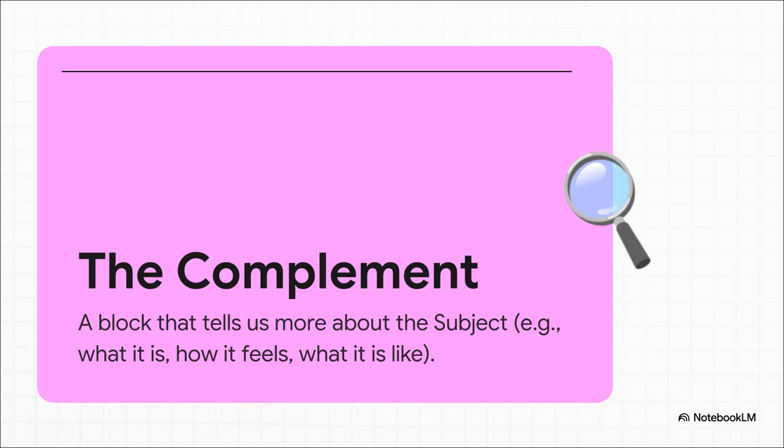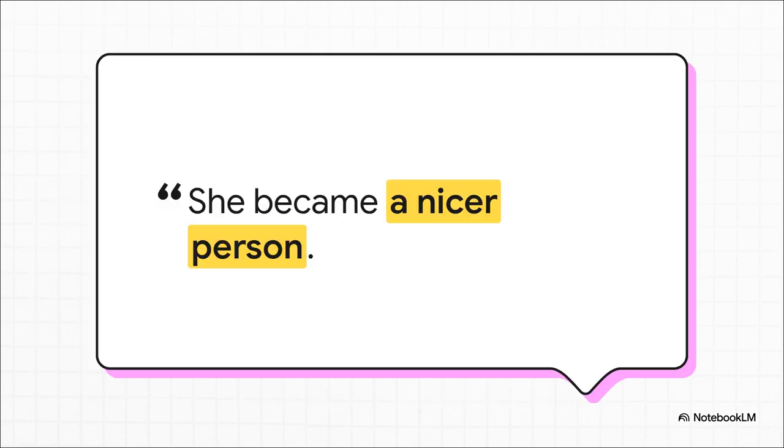Now, a complement's job isn't to receive an action. Its job is to give us more information about the subject. It either describes the subject or renames it. I like to think of the verb in these sentences as an equal sign. Subject equals complement. This example makes it super clear.